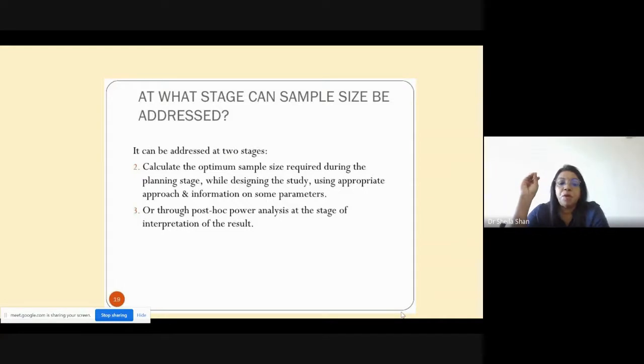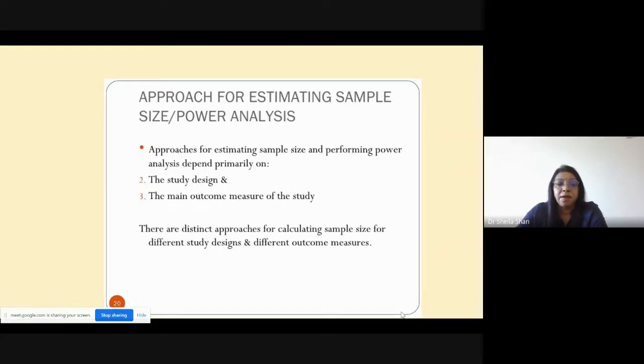Or through a post hoc power analysis: you already did your first study and then you realize that your sample size is too small. Then you can do the second stage, when you are interpreting the result. But in your case, you don't have much time to be doing all that. All right. Approaches for estimating sample size.